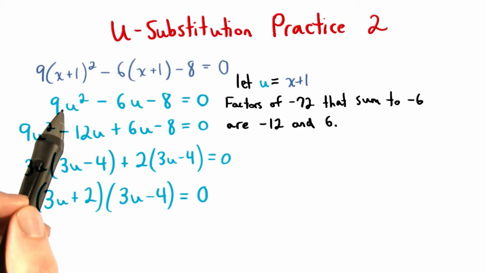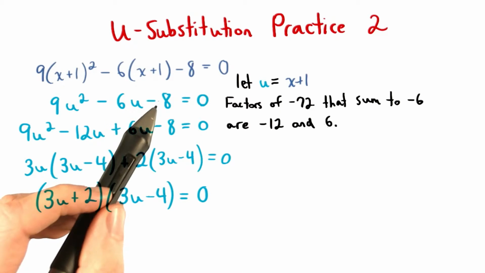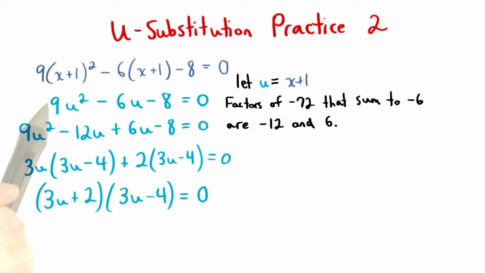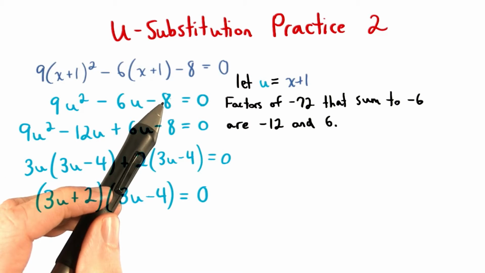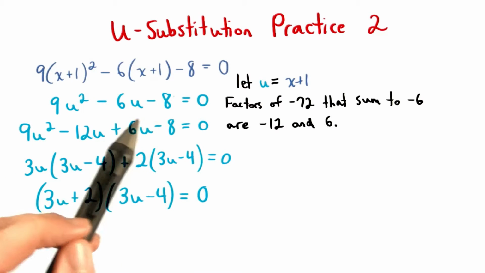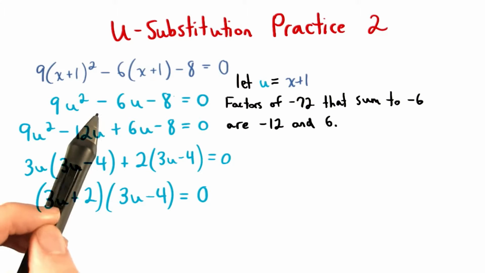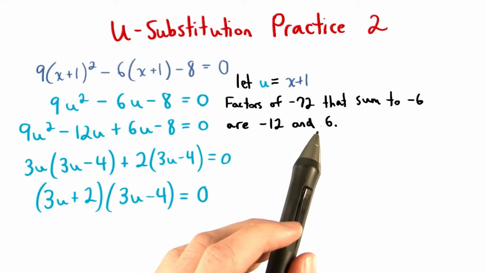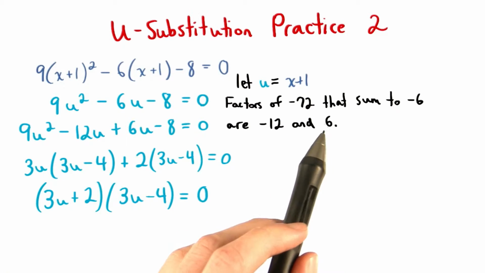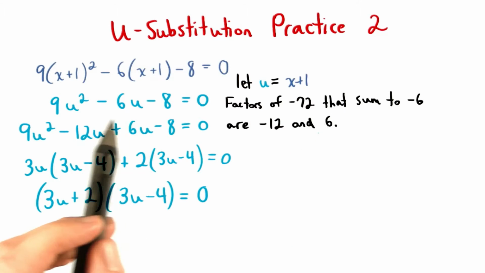So we'll have 9u squared minus 6u minus 8 equals 0. Now that we have a quadratic expression, we want to find factors of negative 72, the a times the c, that sum to negative 6, our b value. Those factors are negative 12 and positive 6. So I use these two to rewrite the middle term here.